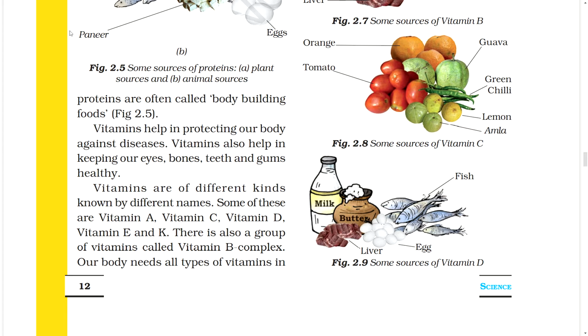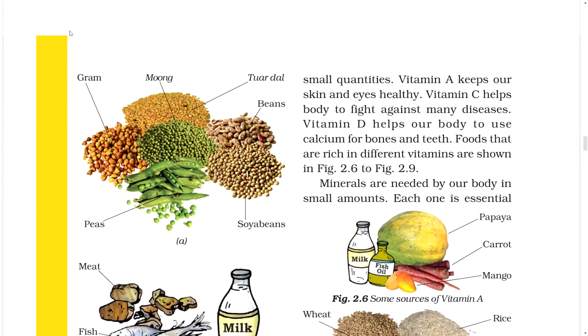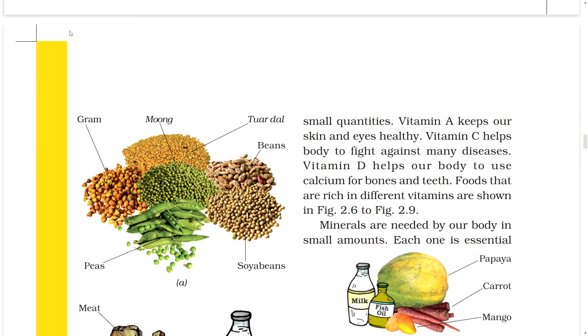Vitamins also help in keeping our eyes, bones, teeth, and gums healthy. Vitamins are of different kinds known by different names. Some of these are vitamin A, vitamin C, vitamin D, vitamin E, and K. There is also a group of vitamins called vitamin B complex. Our body needs all types of vitamins in a small quantity.